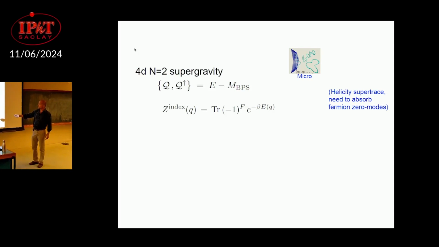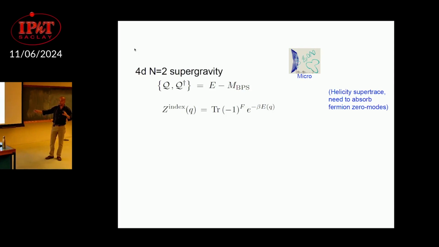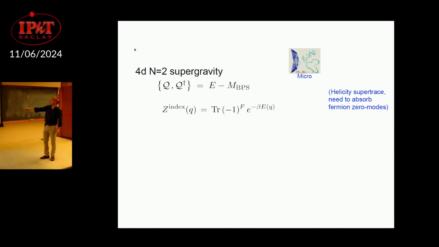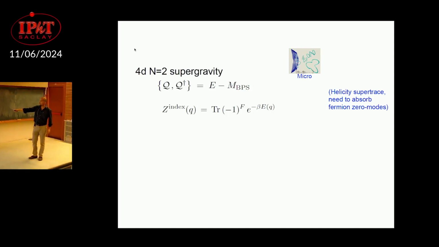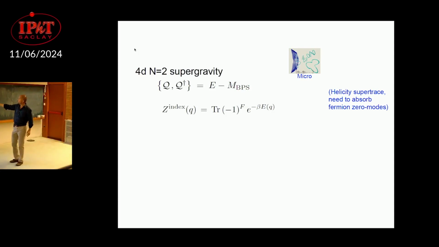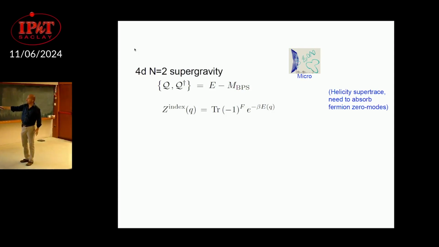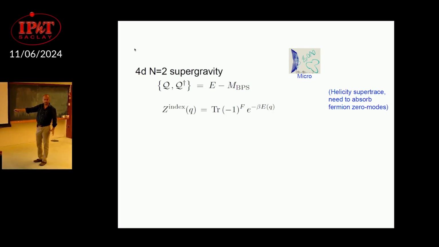I said {Q, Q†} is now not the energy, but the energy minus the BPS mass. Again, I'm fixing the charges, so the BPS mass is a function of the charges, and that's the superalgebra. And the index, again, I can write as some trace of (-1)^F times e^(-beta E). Now, just a technical comment is that it's not exactly that, because if you compute this in this theory, you'll get 0 because of some extra fermion zero modes. We had a discussion about this this morning, so I don't want to discuss this much. You can absorb those fermion zero modes, and then that just gives some constant up front, and the answer reduces to an index of this sort.